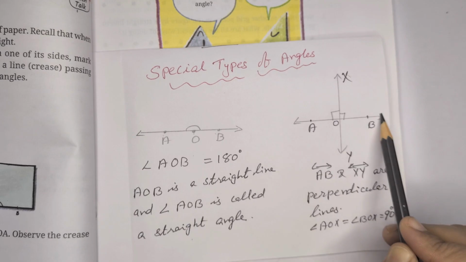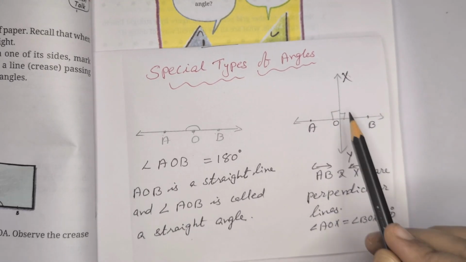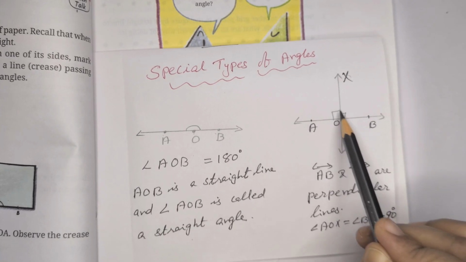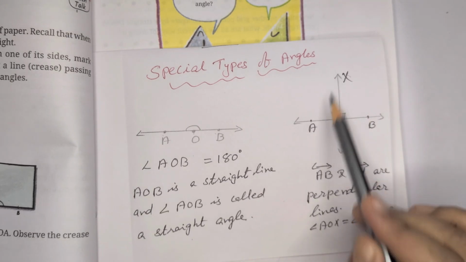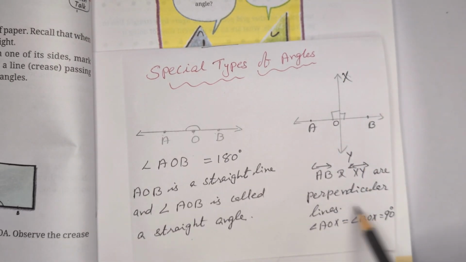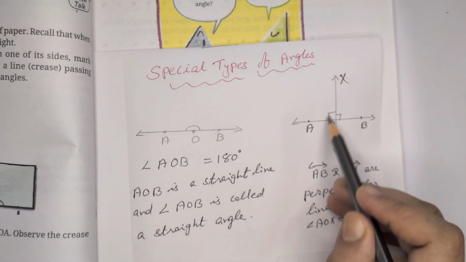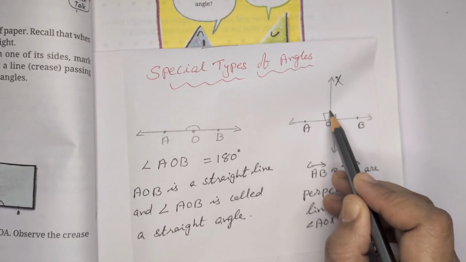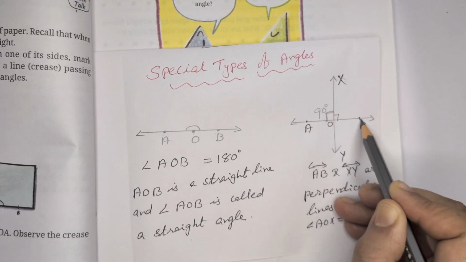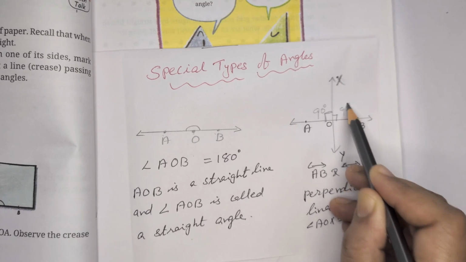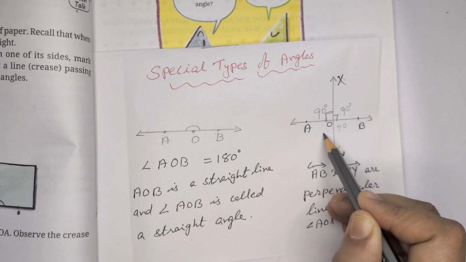Now two lines, AB here and the other one. One is horizontal, the other one is vertical. If we get exactly 90 degrees, then we can say these two lines are perpendicular lines. So AB and XY are perpendicular lines. Then this angle AOX is equal to 90 degrees. Same way BOX is also 90 degrees. Here AOY is 90 degrees, BOY is also 90 degrees.